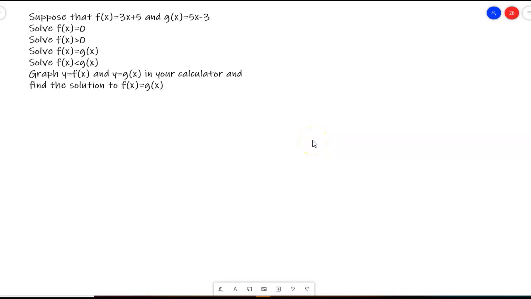Hi, this is Mr. Packstrom, and today I wanted to do an example problem from section 3.1. This is on properties of linear functions and linear models. So here's the problem up here.